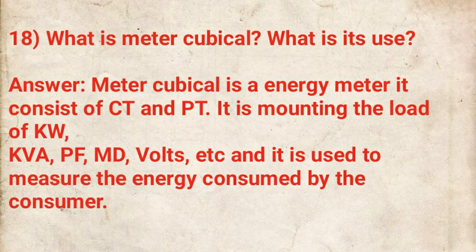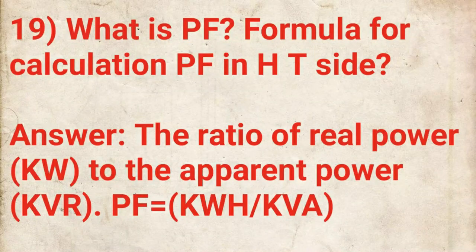What is a meter cubicle? Where is it used? A meter cubicle is an energy meter. It consists of CT and PT. It monitors the load in kW, kVA, power factor, MD, volts, etc. It is used to measure the energy consumed by the customer. What is PF? Formula for calculation of PF on the HT side. The ratio of real power in kilowatts and apparent power in kVA. PF is equal to kWh by kVAh.